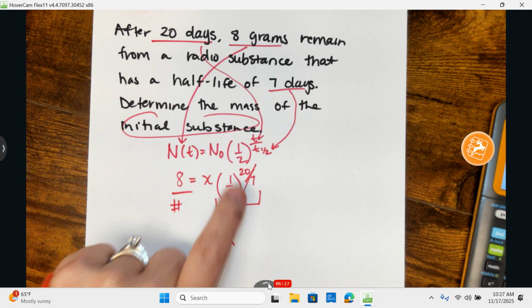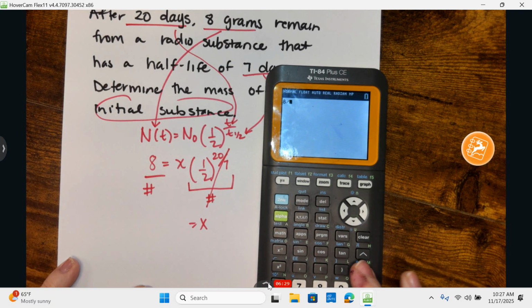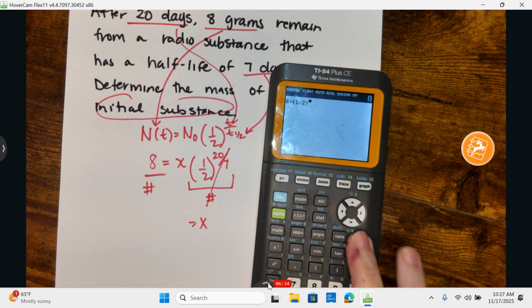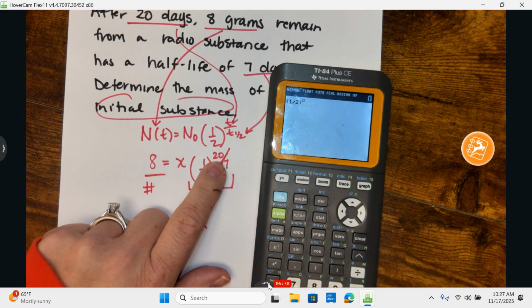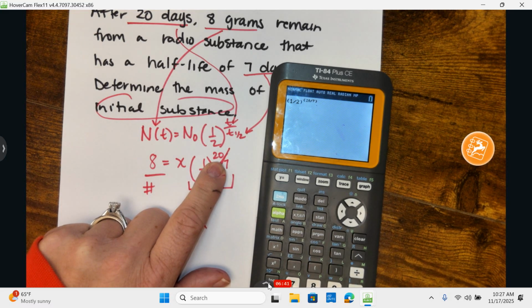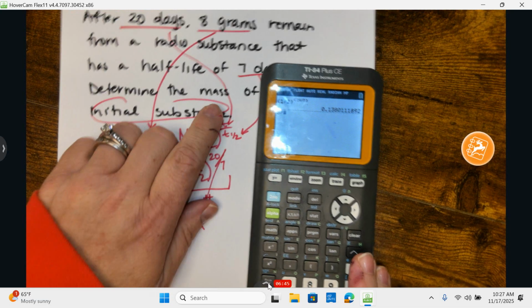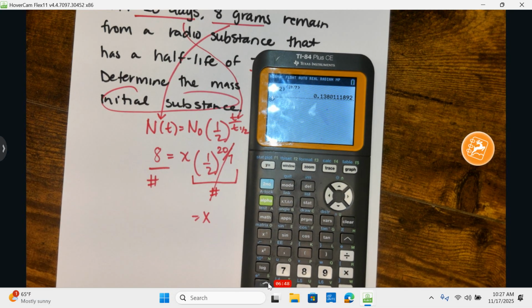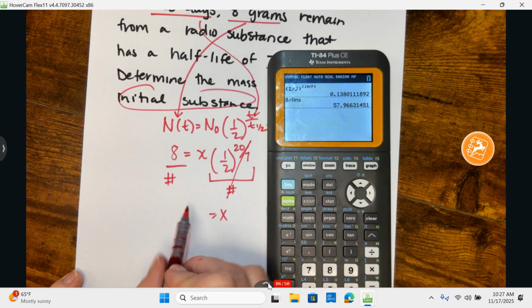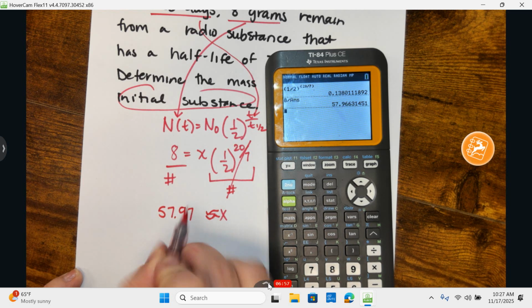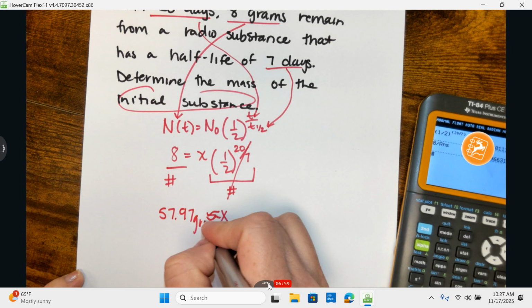So I'm going to take 8 divided by whatever this quantity is. So 8 divided by, now in parentheses, 1/2 raised to, you know what, I want to make sure I plug this in right. First I'm going to take 1/2 raised to the 20 divided by 7. That's this quantity. Now I want to take 8 and divide by that. I can copy and paste this in by hitting the blue key and the key right below the 3 that says answer. So the initial substance is approximately 57.97 grams.